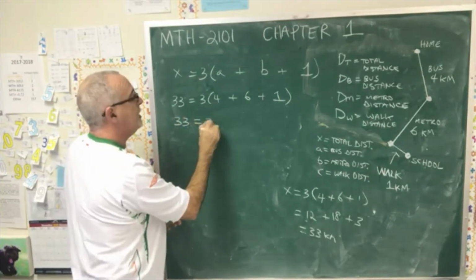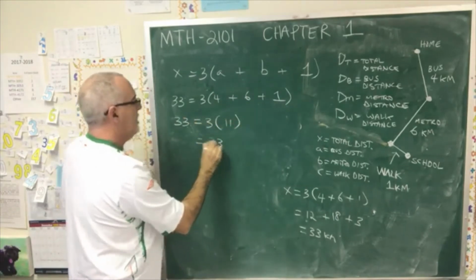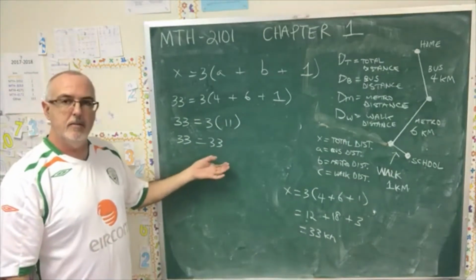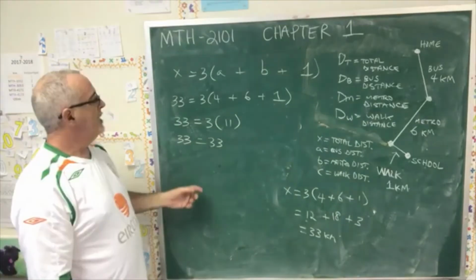33 has to be equal to 3 times 11, and yeah, 3 times 11 is 33. I end up with 33 equals 33. This is a way of checking my answer to see if it's right. Very useful. It's not the only useful thing we can do with this.